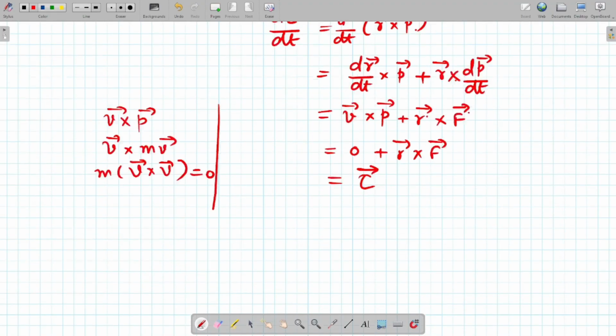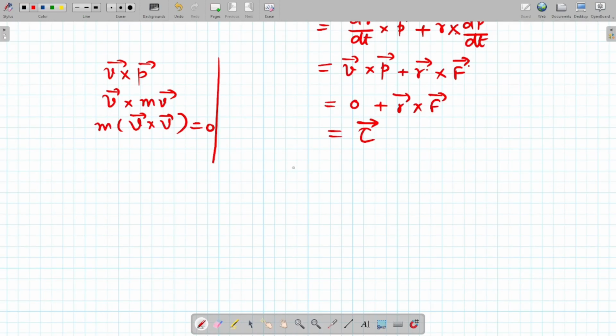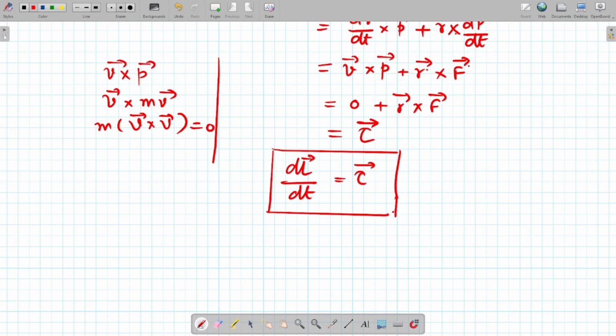So what is our understanding now? That the rate of change of angular momentum is nothing but the torque itself. Again, this formula can be asked for proof in your examinations, or maybe you are encountering a problem which is based on this. So is this clearly understood?